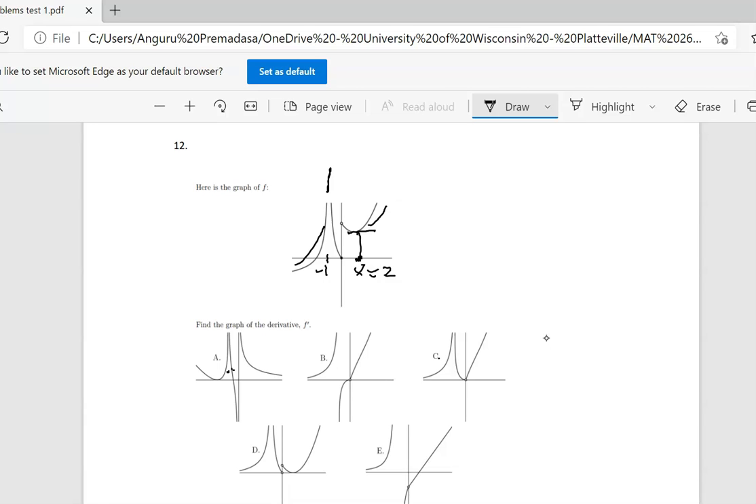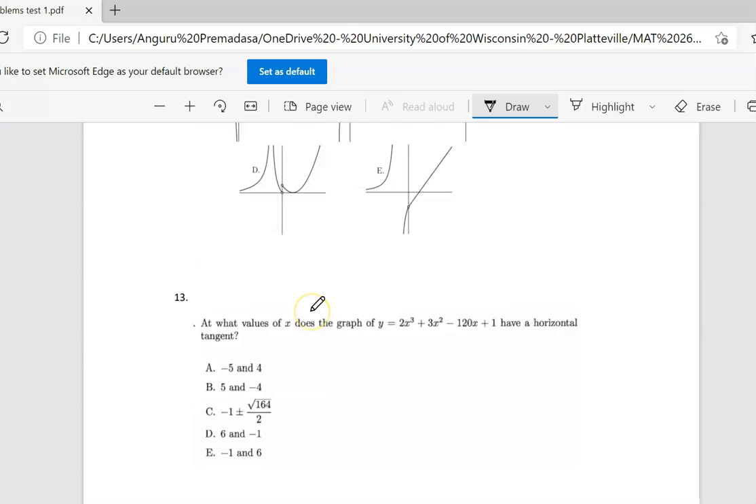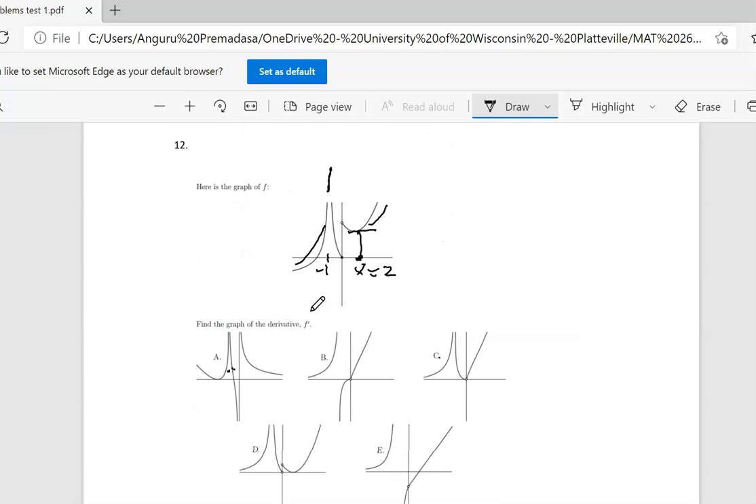Okay, and you will see that you don't get too many choices. You can get the answer quickly. Okay, all right, so get used to that. So look for the places first of all where the derivative is 0.